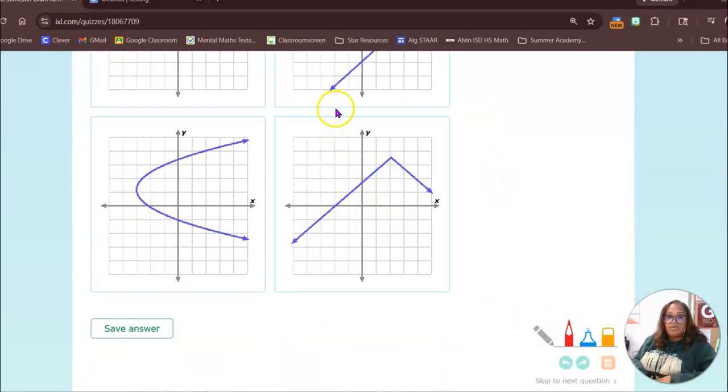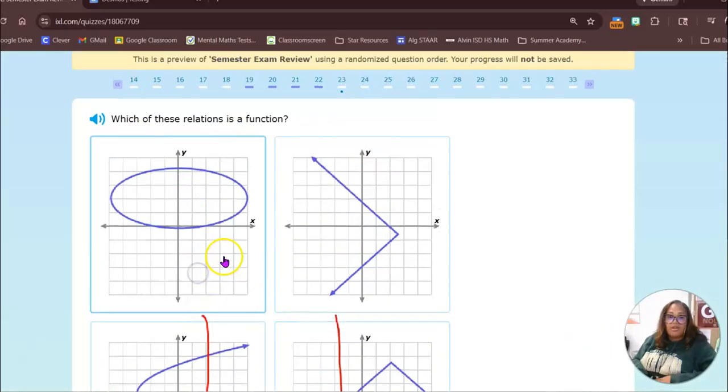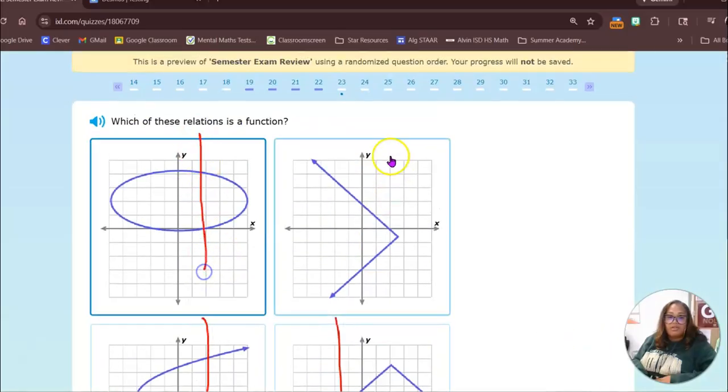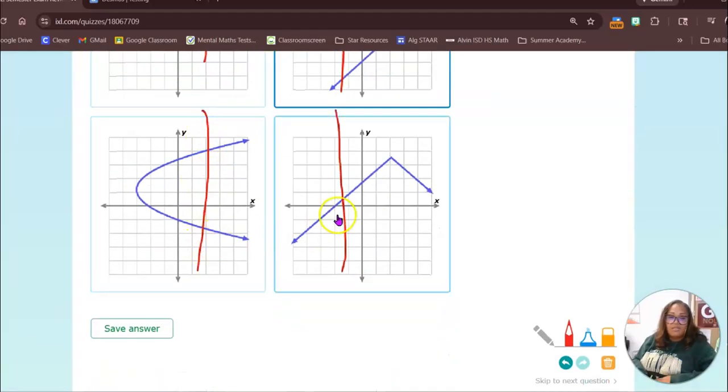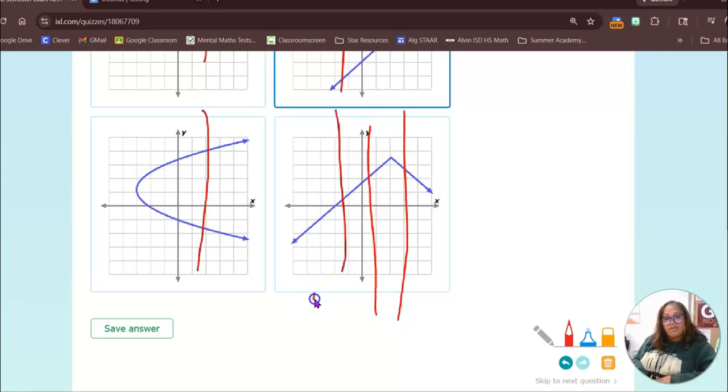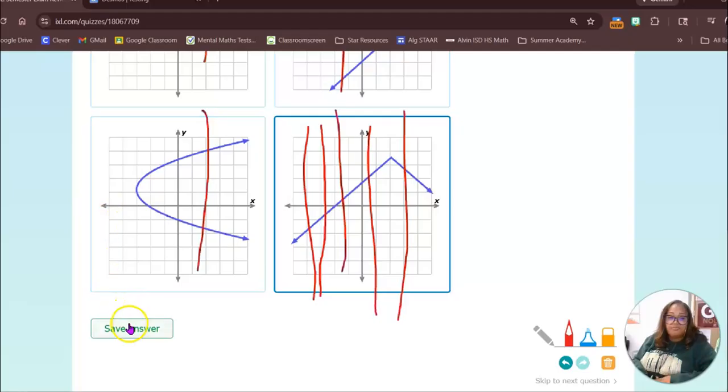Get your pencil. Draw a vertical line. This crosses twice. Once, twice, once, twice, once. You can draw several vertical lines. They can only pass one time. Okay, maybe you can't draw several. I'm trying to trace this to the best of my ability. Either way, this only crosses one time, so this would be my answer here.